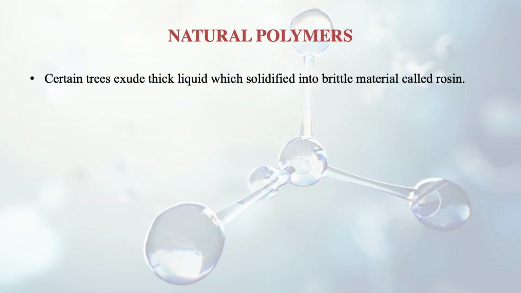So now we discuss the natural polymers. Earlier we discussed the synthetic ones. There are certain trees which exude a thick liquid which, when solidified, turns into a brittle material, and that is called rosin. So rosin is a somewhat solid material and it's different from resin. Don't confuse it with that, it is rosin.